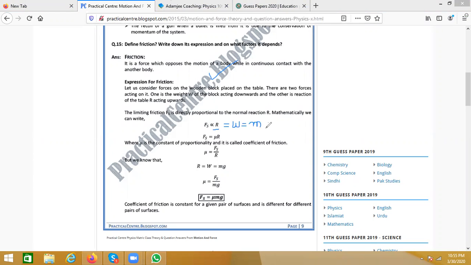So this will sum up, and if you want to go from a relation with a proportionality sign to an equation, you have to change it with the equals sign, and there is a constant which is called the coefficient of friction, right?